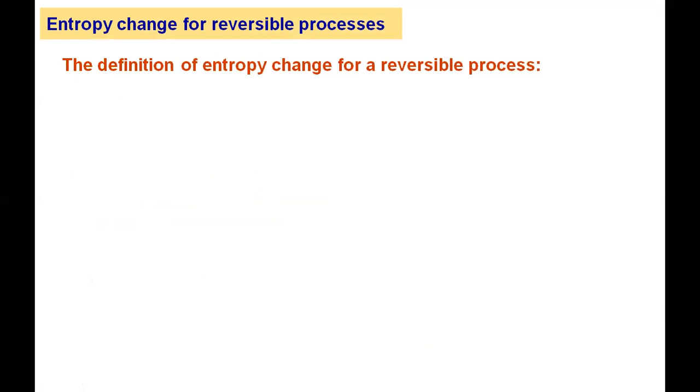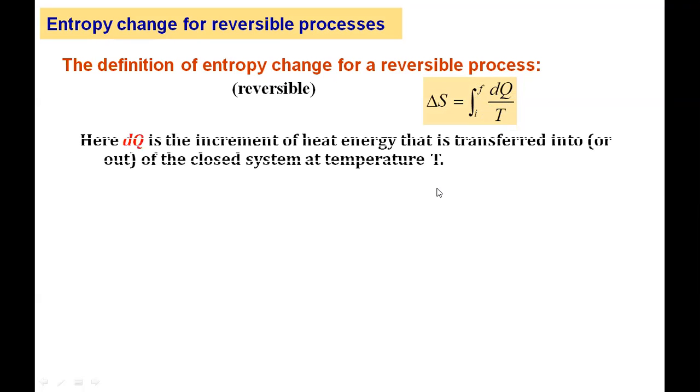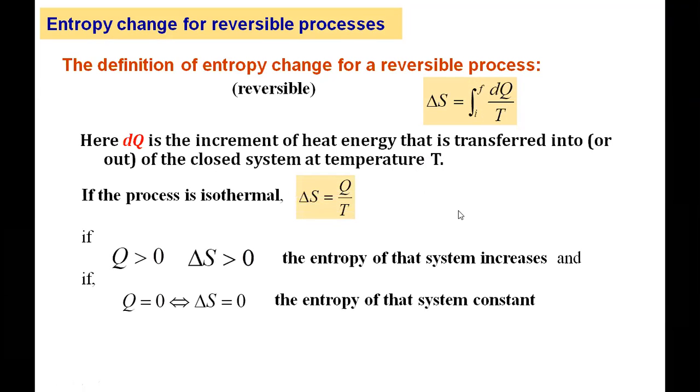So the definition of entropy change for a reversible process: delta S, the change of the entropy, equals the integration from the initial to the final state of dQ over T. And here dQ is the increment of heat energy that is transferred into or out of the closed system at temperature T. So if the process is isothermal, then delta S equals Q over T.